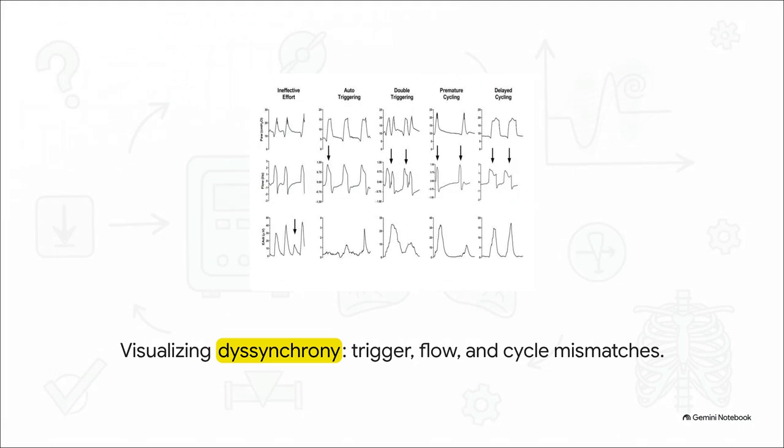And flow starvation isn't the only issue. By learning to read these specific waveforms, we can pinpoint exactly how the fight is happening. You might see double triggering, where the patient's drive to breathe is so strong they trigger a second breath immediately after the first one, creating these really dangerous stacked breaths. Or you might see premature cycling, where the ventilator abruptly cuts off the breath while the patient is still actively trying to inhale. Every single dip, weird spike, or scooped curve on these monitors is a crucial piece of visual language telling you exactly what the patient needs.